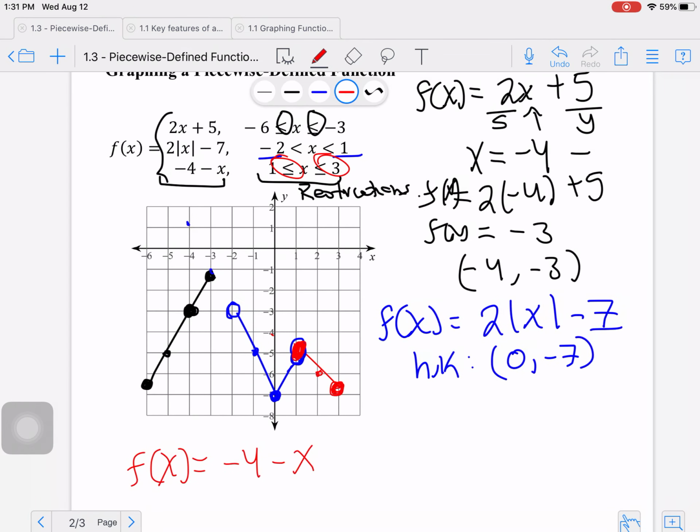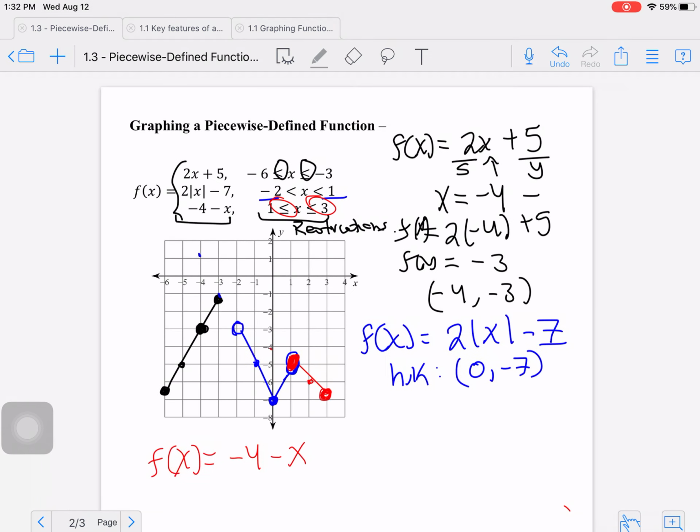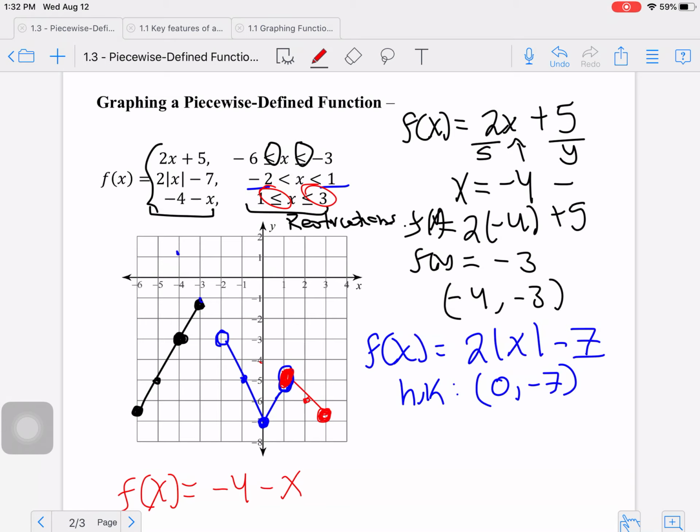Cool. And that is how you graph a piecewise function. You probably have a lot of questions throughout the practice. Make sure that you ask, because this is a very complicated topic.